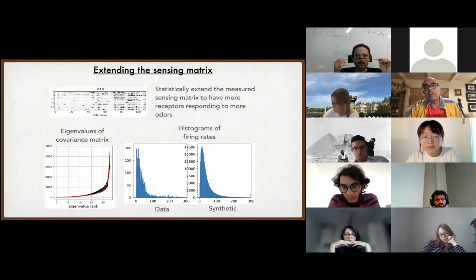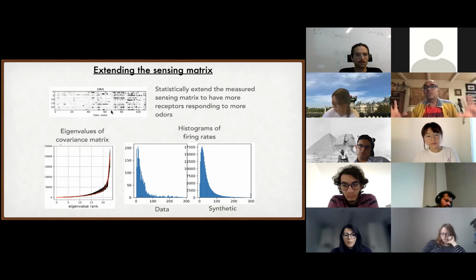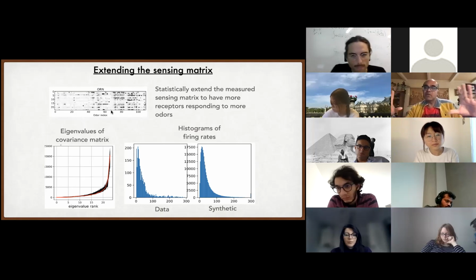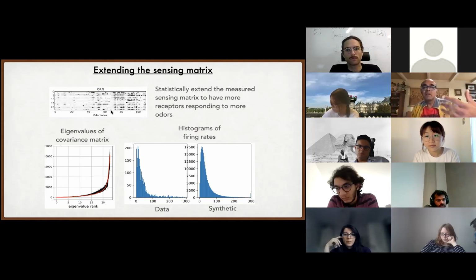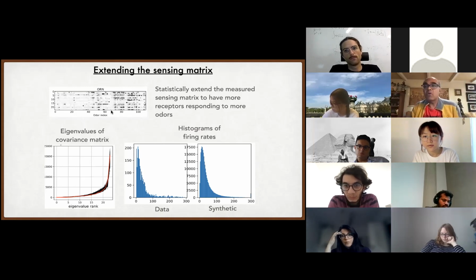same histogram of firing rates, so the same histogram of numbers, and if you compute the covariance of this matrix, you can impose that the covariance looks the same, so that the statistical correlations between pairs of responses look the same. And I'm just telling you that we did that. There are techniques for extending matrices like that, so we used some of those techniques, and this way wrote down a synthetic, artificial olfactory sensory system with the same sensing statistics as the data recorded in Drosophila.